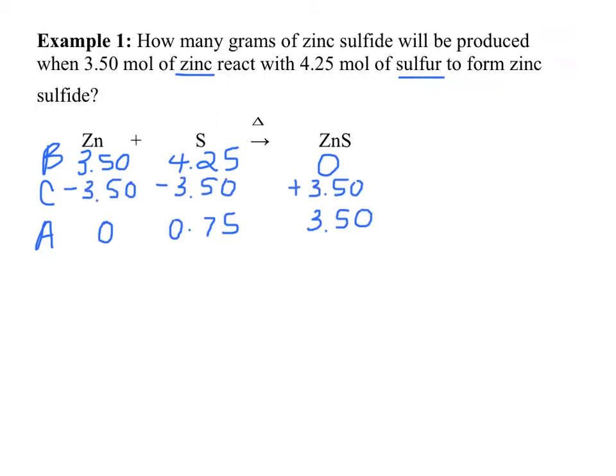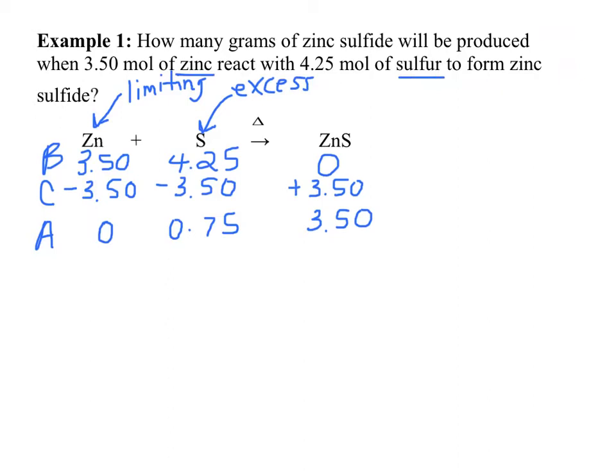Now I've completed the BCA table, and you can see that we have 0 moles of zinc at the end of the reaction, 0.75 moles of sulfur, and 3.50 moles of zinc sulfide. So because we run out of zinc first, that's our limiting reactant, and sulfur is our excess reactant. And now we can answer our question.